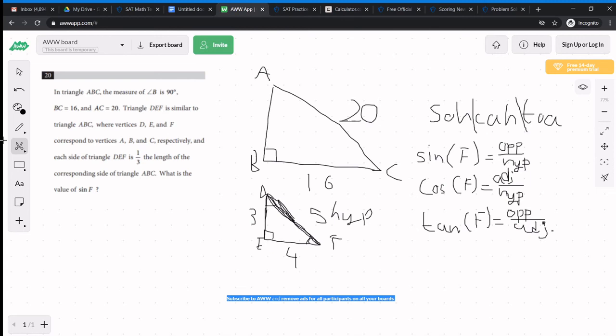Right? Now, if we're looking for d, right? Now this is the opposite side, and this is the adjacent side. So when they ask us for the sine of f, right? They're asking us for this opposite side, DE, over DF. Alright, so now let's go back to the problem. Now that we know what sine, cosine, and tangent are, and how to figure them out.